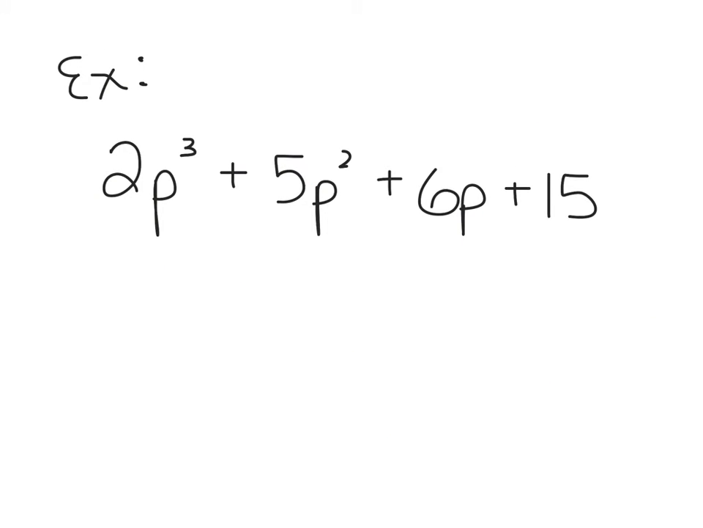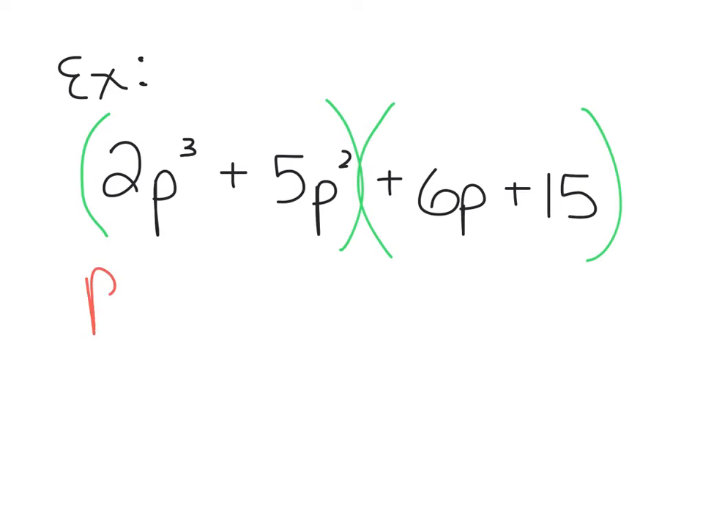Let's look at this one right here. We have the polynomial 2p cubed plus 5p squared plus 6p plus 15. If we're going to factor it by grouping, again, our goal is to find a common binomial factor. So let's group the first two terms together and the last two terms together. If I'm looking at just this first set of terms, can we find a greatest common factor between 2p cubed and 5p squared? What will be the greatest common factor?